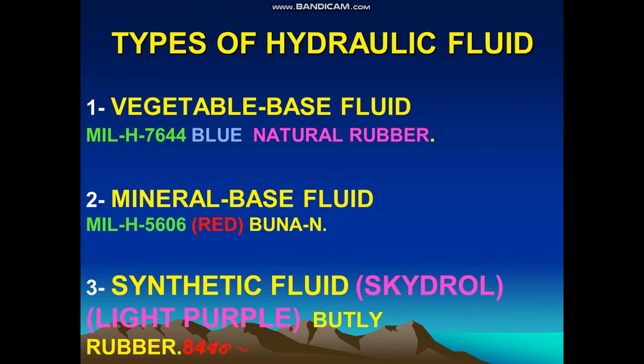The third type is synthetic fluid, which has a trade name called Skydrol. It has a light purple color. The type of seal is butyl rubber.